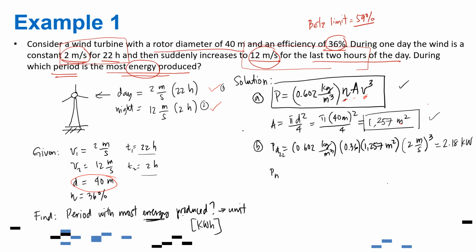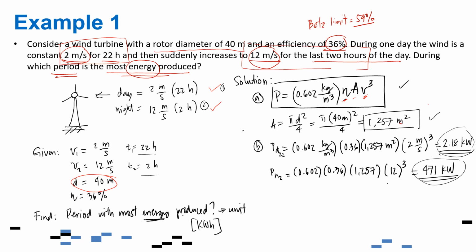So for the nighttime, which is 2 hours, is equal to the same way, 602 times 0.36 times 1257 times the, in this case, a higher velocity. This is 12 cubed, which is equal to 471 kilowatts of power. So you can see from the power comparison, there's a very big difference now. The other one is only around 2 kilowatts. The other one is 471 kilowatts.